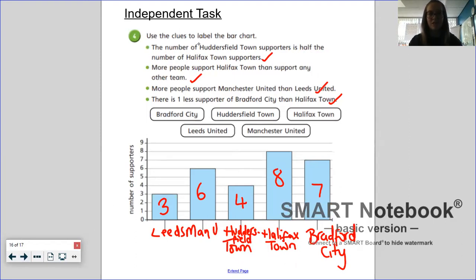Right, guys, you're doing a really great job. I'm so proud of you. You are working really hard. So I hope that's been an okay first lesson, introducing pictograms and bar charts.